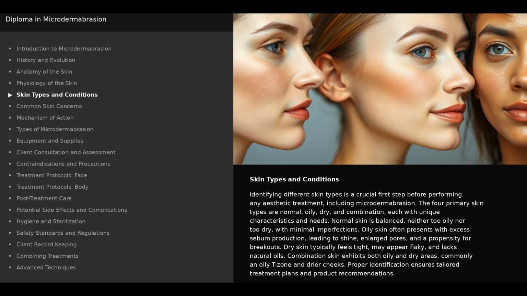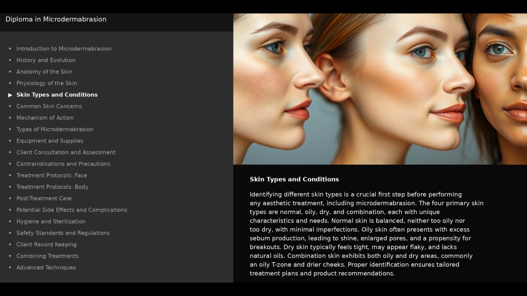Skin types and conditions. Identifying different skin types is a crucial first step before performing any aesthetic treatment, including microdermabrasion. The 4 primary skin types are normal, oily, dry, and combination, each with unique characteristics and needs. Normal skin is balanced, neither too oily nor too dry, with minimal imperfections.